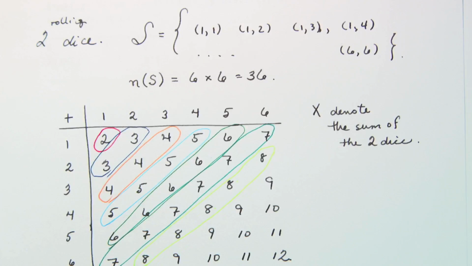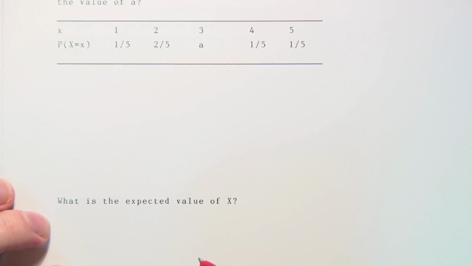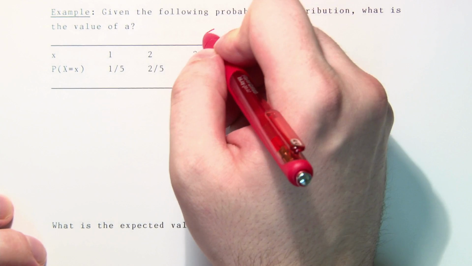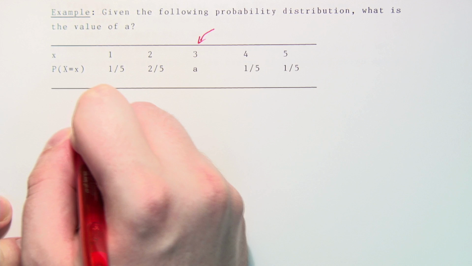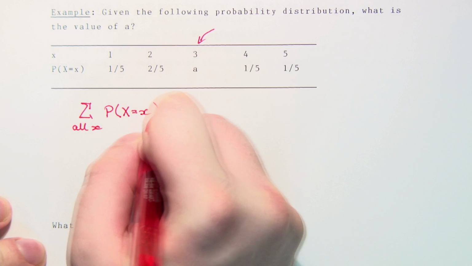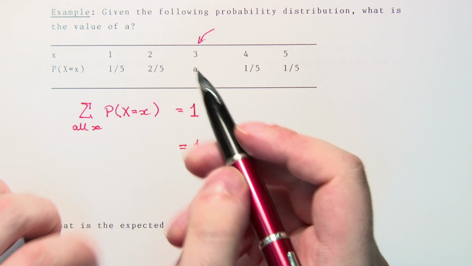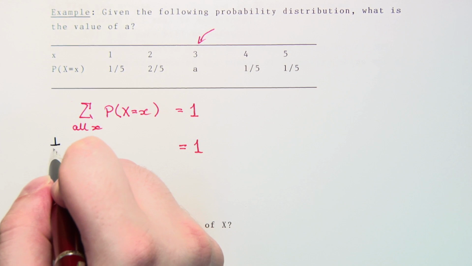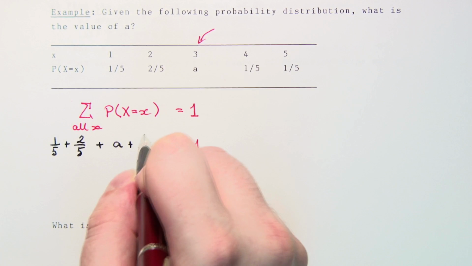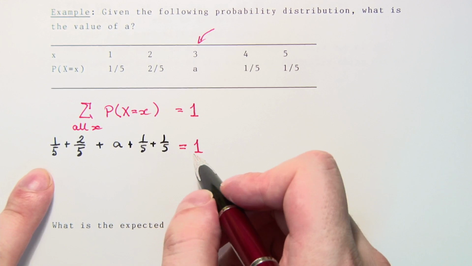Okay, so as we go into this question, we are given this probability distribution. The first thing that we're asked is, what is A? And here's A right here. And like I said, the sum of the probabilities has to equal 1. So this means that I have 1/5 plus 2/5 plus A plus 1/5 plus 1/5 should all equal 1.